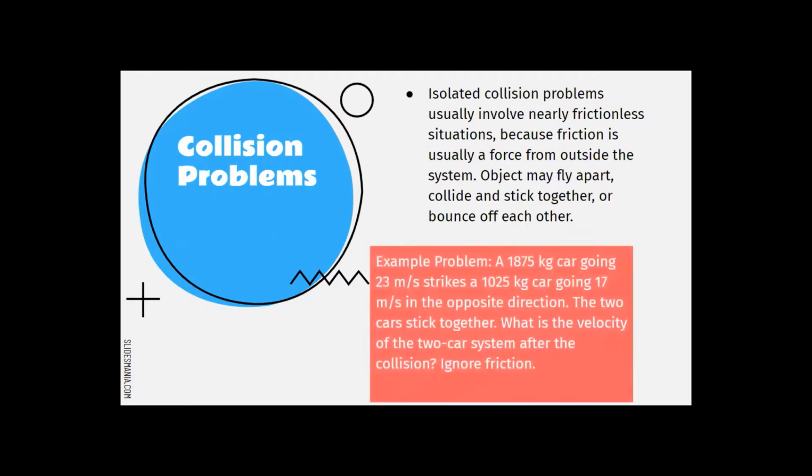So we're going to look at this example problem. We have a 1,875 kilogram car going 23 meters per second, and it strikes a 1,025 kilogram car going 17 meters per second in the opposite direction. The two cars stick together. What is the velocity of the two-car system after the collision? And we want to ignore friction. So let's go ahead and switch screens and look at that example.